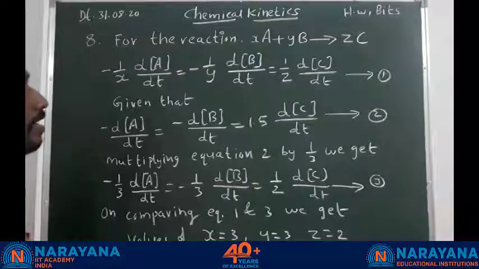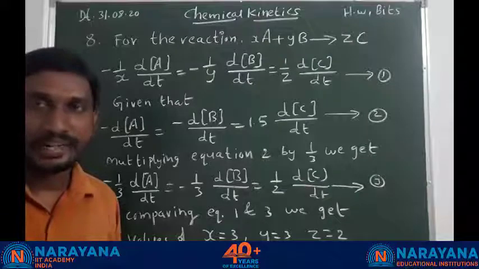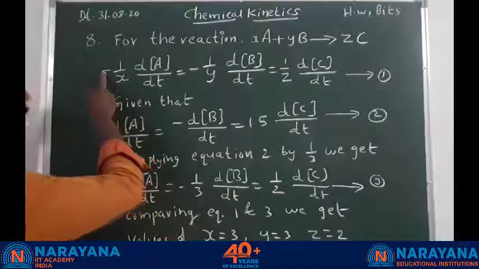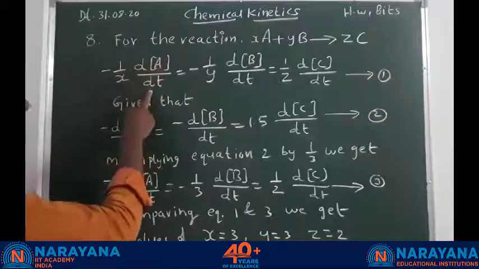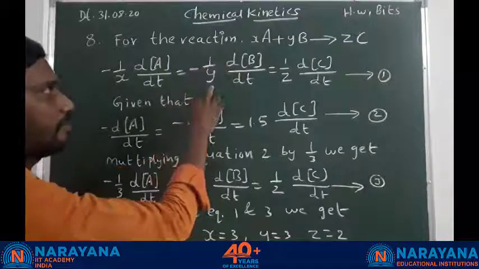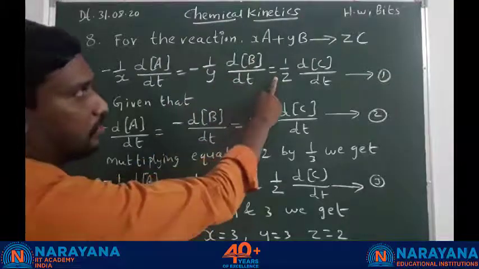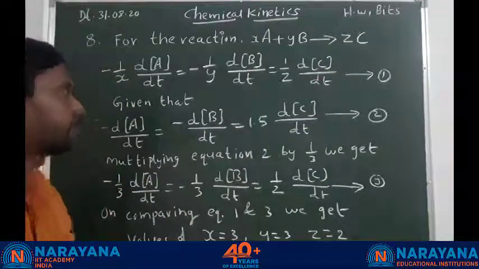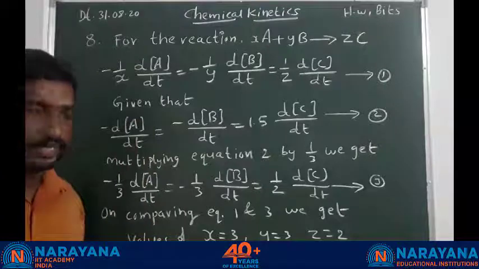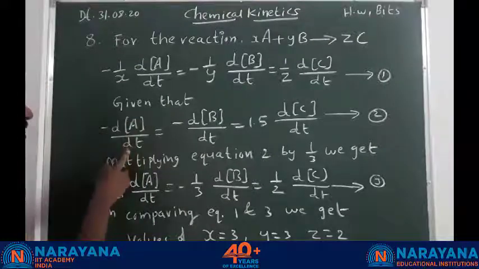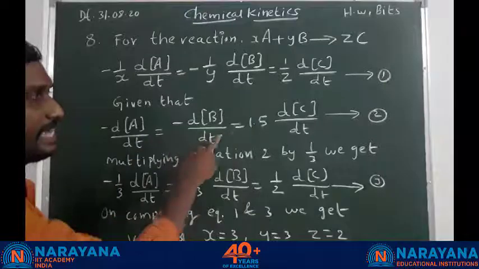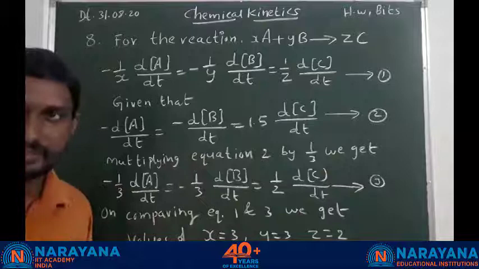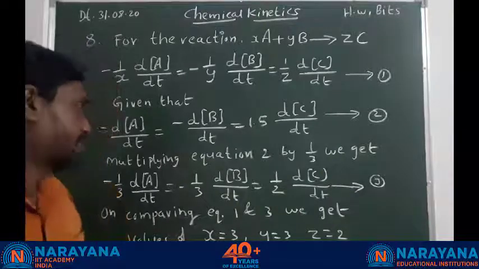For this, how to write the differential rate equation. We have to write the differential rate equation today, that is minus 1 by x dA by dt equals minus 1 by y dB by dt equals 1 by z dC by dt. This is equation 1. Given in the question: minus dA by dt equals minus dB by dt equals 1.5 dC by dt. This is the given equation. Imagine it is the second equation.